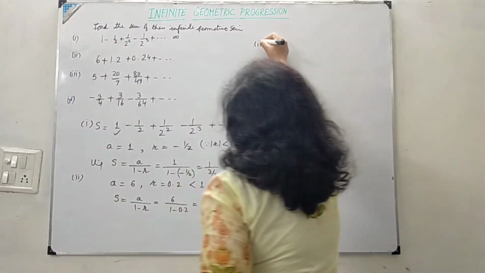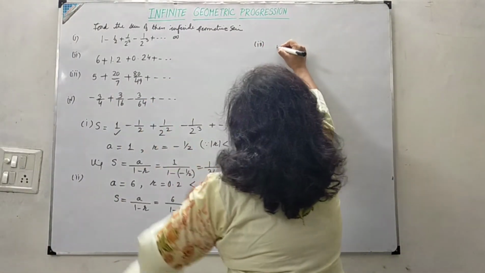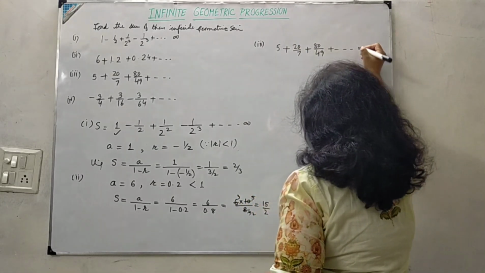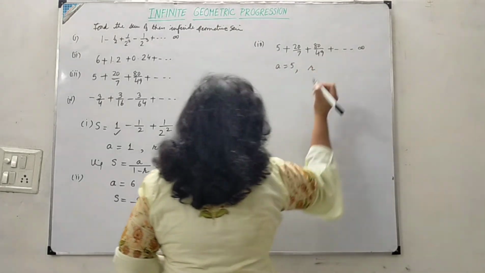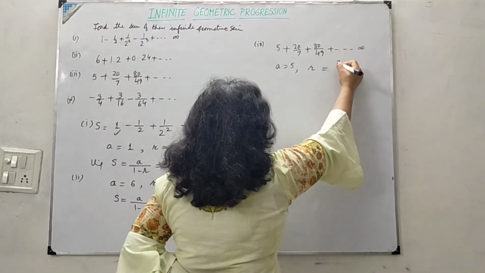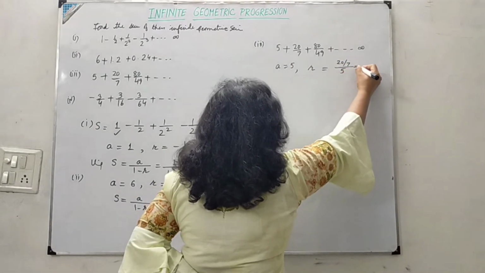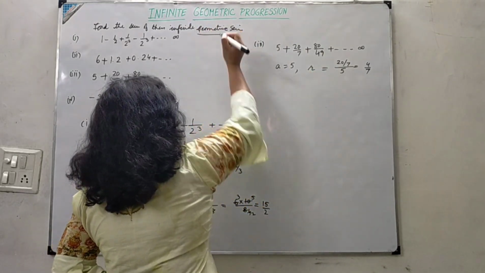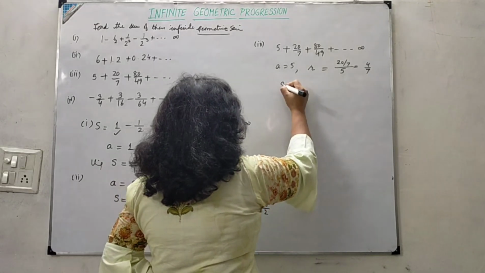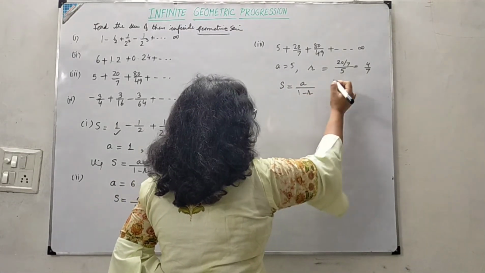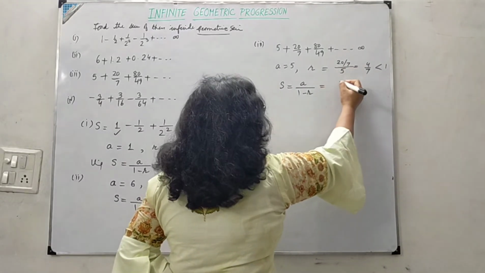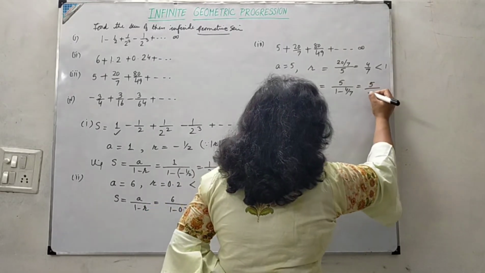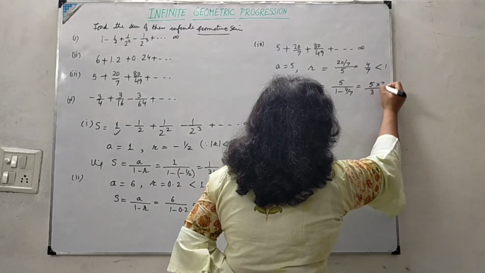Now coming to the next one. In this series, we have a as 5 and r the common ratio. By dividing, I can check this, it is 4 by 7. Also the next term we can check, although it is given in the question itself that this is a geometric series. So S comes out to be a upon 1 minus r because r modulus is less than 1. So we have 5 upon 1 minus 4 by 7, that is 5 upon 3 by 7, so this is 35 by 3.